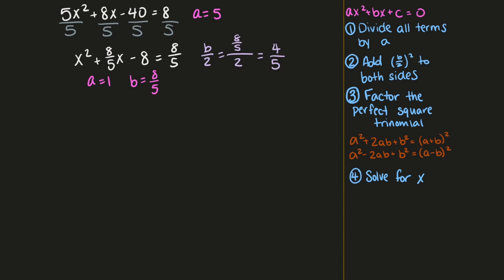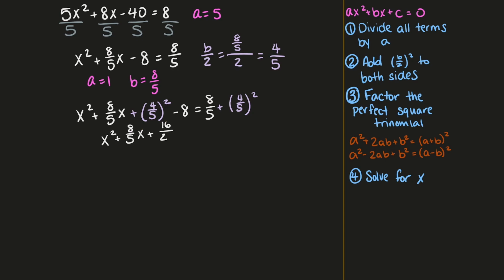Now we'll add 4 over 5 squared to both sides of our equation. So this becomes x squared plus 8 over 5x plus 4 over 5 squared minus 8 equals 8 over 5 plus 4 over 5 squared. So this is x squared plus 8 over 5x plus 16 over 25 minus 8 equals 8 over 5 plus 16 over 25. We have our perfect square trinomial in the form a squared plus 2ab plus b squared, which factors into a plus b squared.